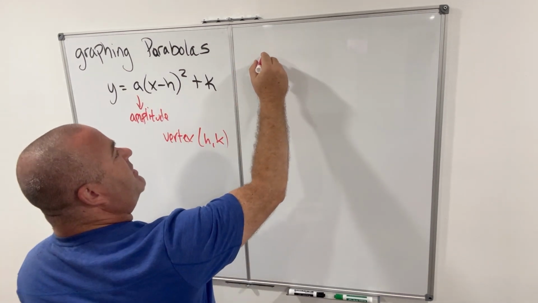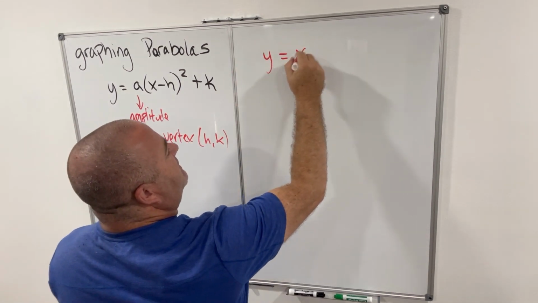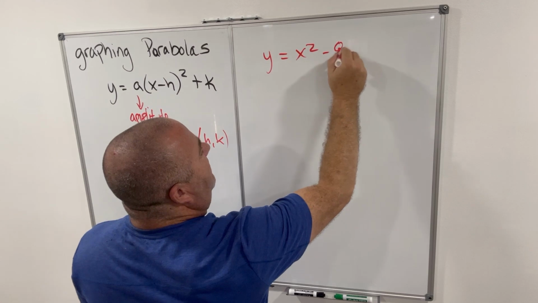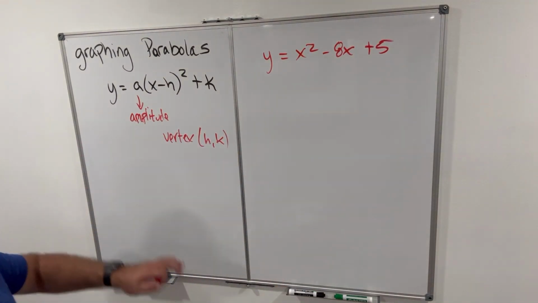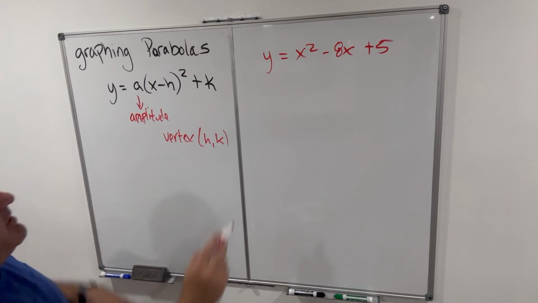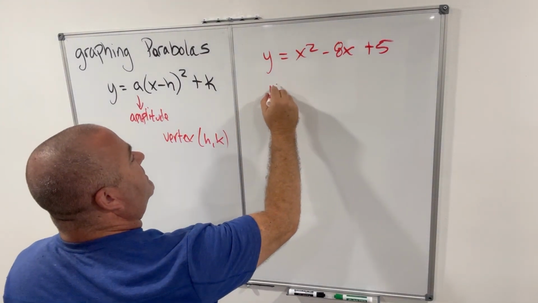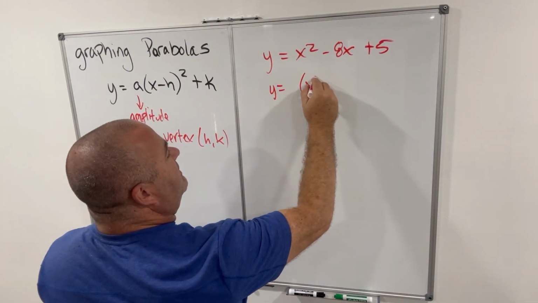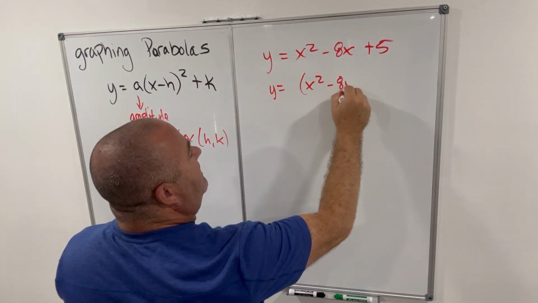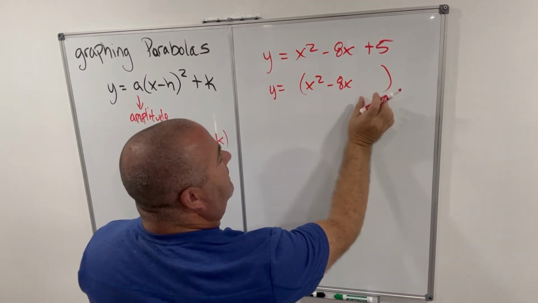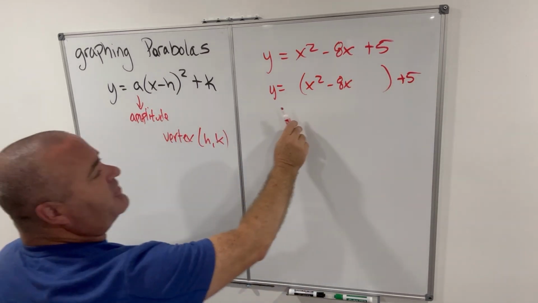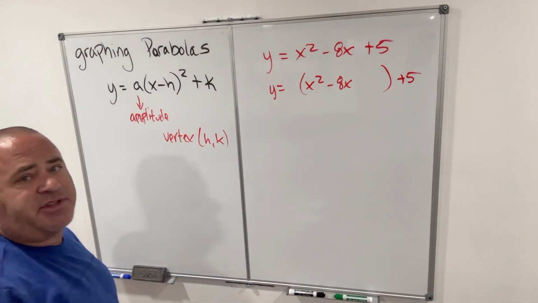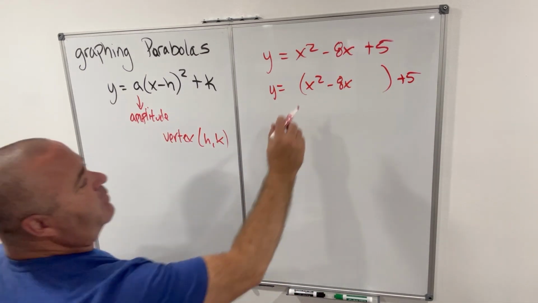So let's say we have the equation y equals x squared minus 8x plus 5. To get it into this position, we're going to rewrite this as y equals x squared minus 8x. We're going to leave a spot to complete the square, and we're going to add our 5 out here. So we've not changed anything. We've just put in some parentheses just to make it easier to work with.